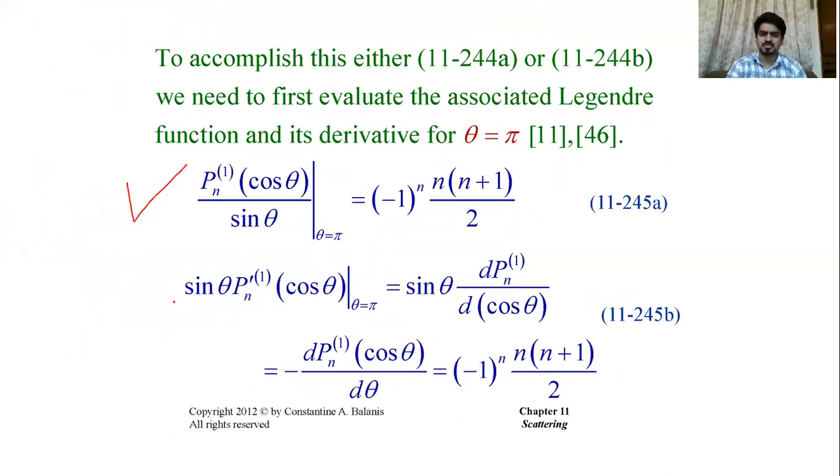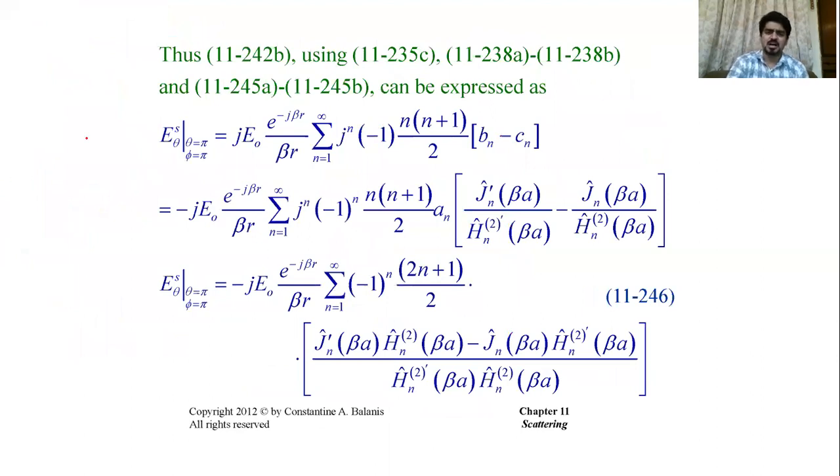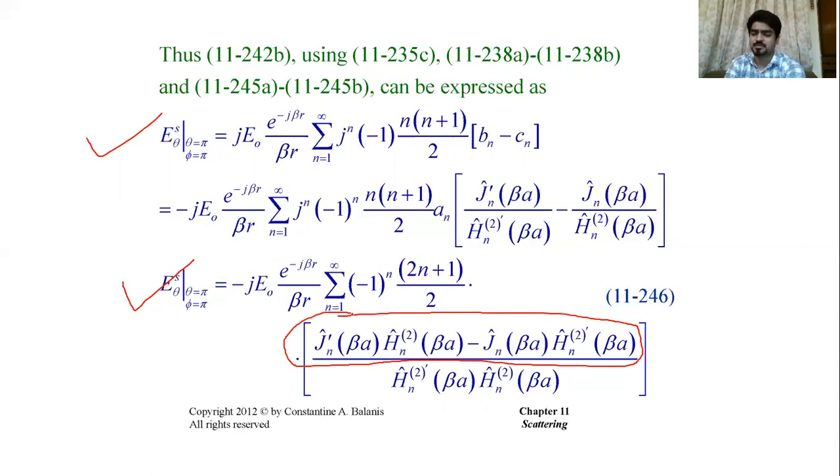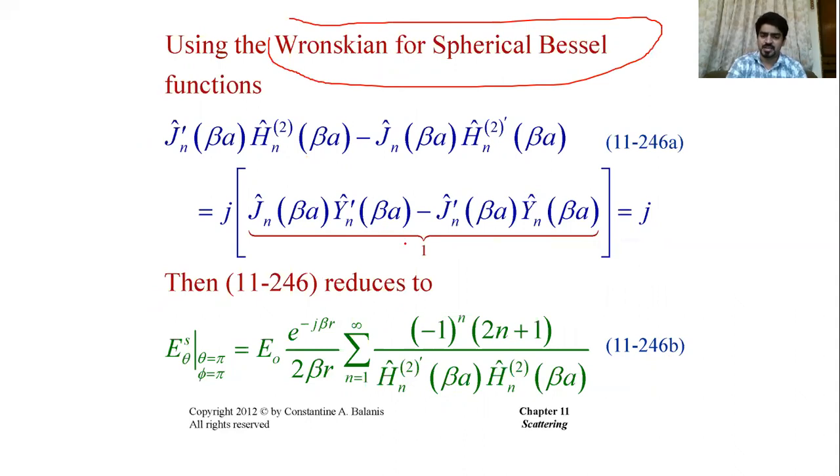Along with that, we will also use these identities for theta equals pi. When we place that, these will be the expressions for these components, and this will be your expression for E theta. You can see that here again you have something like a Wronskian. This is a Wronskian of a spherical Bessel function. Previously we had a Wronskian of a Bessel function. Here this is a real Wronskian of the spherical Bessel function, and we know that it is nothing but 1. So when we substitute that value, this will be the reduced expression of your scattered E theta.